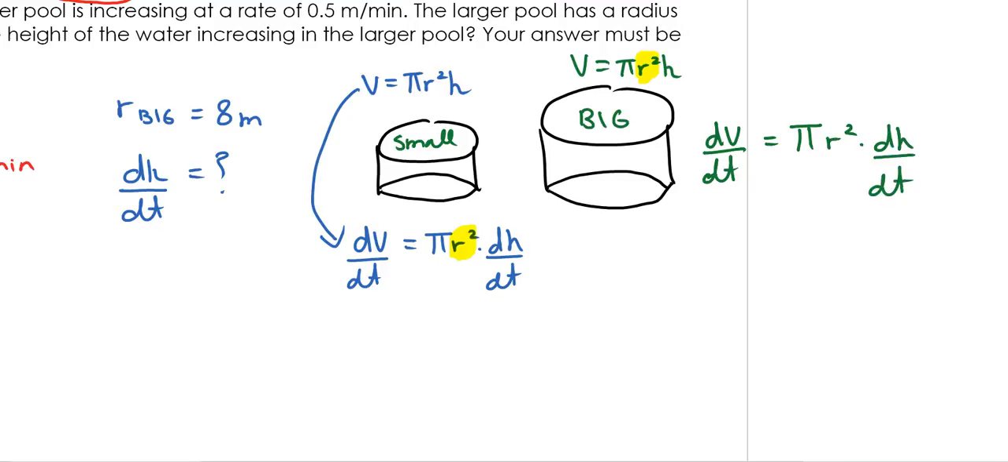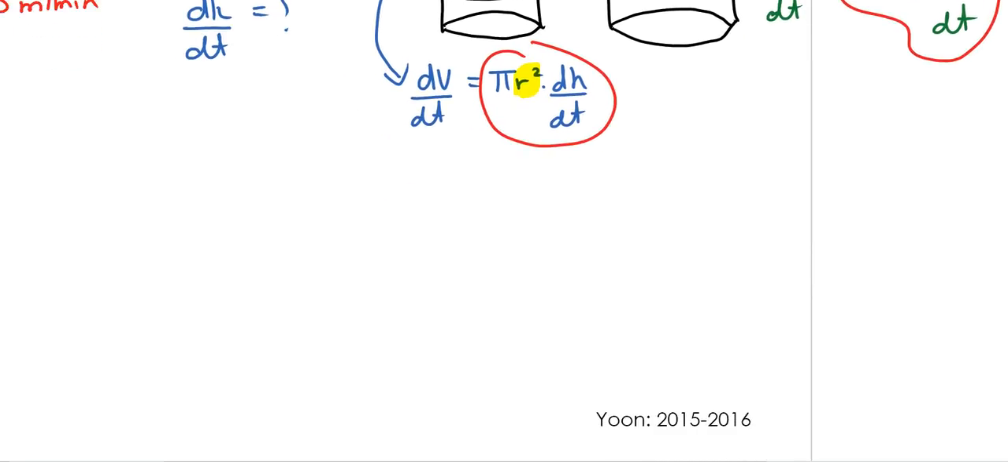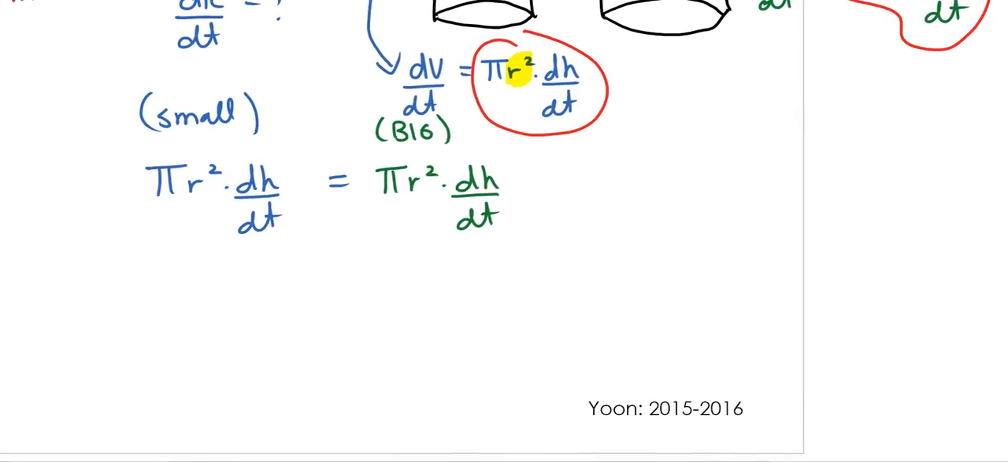Now, since those two rates are equal, I can take this expression right here and make it equal to that expression over here. Let's do that to get this problem rolling. So this is pi times r squared times dH by dt for the small pool, and that's going to equal the bigger pool, which is pi r squared times dH by dt. Our goal is to find out how fast the height is changing with respect to time for the larger pool.